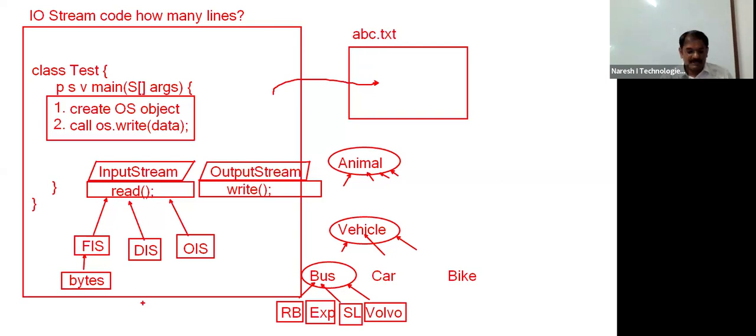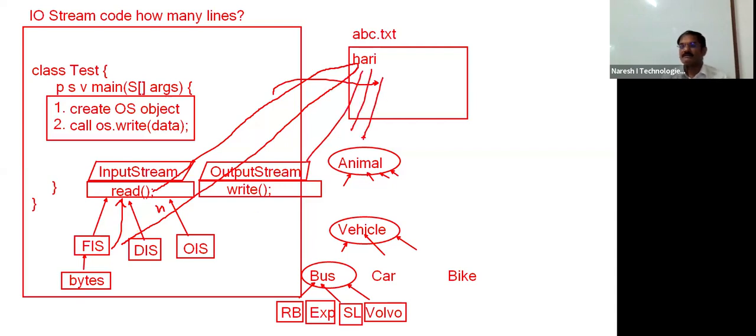Understand? Suppose in my abc.txt, I have the name Hari. Tell me, can file input stream read this entire name Hari at a time? No, it cannot. It can read only byte by byte. That means when I call fis.read, the read method will go to this file and read only 1 byte, which means 1 character, H. Only H comes out. No sir, I want all of HARI. Then you call the read method 4 times.